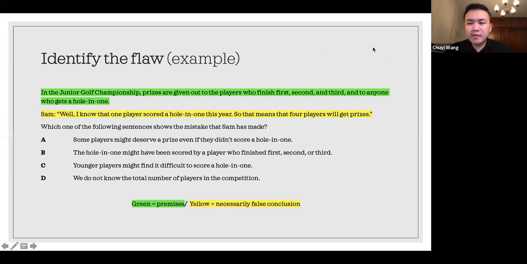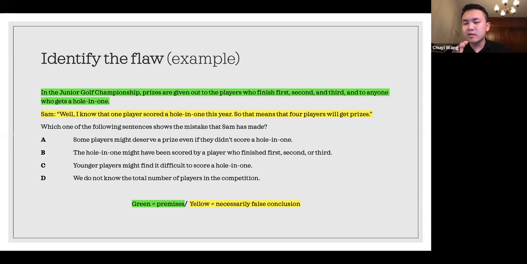So what do we have here? Well, we have some premises that we know are true, but we know the conclusion is false. And how do we know the conclusion is false? Because the question says Sam has made a mistake. That's why we always read the question, right? We have to figure out what we're doing first. So we always read this third paragraph. Which one of the following sentences shows the mistake that Sam has made? So once we read the question first, which we should always do, we know what Sam has said is a mistake. It's false. How do we know it's false? Or why is it not necessarily true?